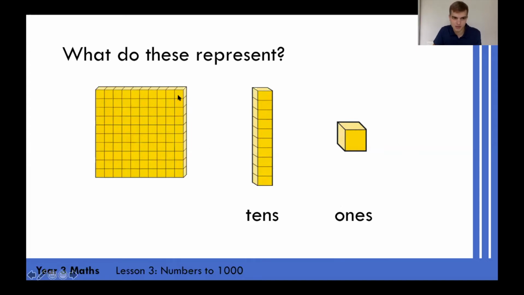Fantastic. What's this then? This is hundreds. Fantastic. And there are 100 ones here, or like we learned in our last lesson, 10 lots of 10 that make up 100. Well done.